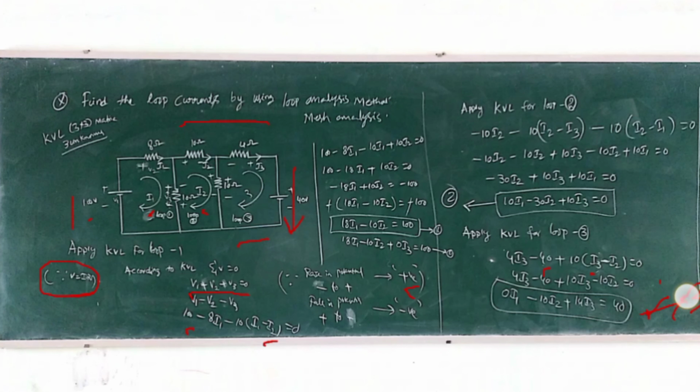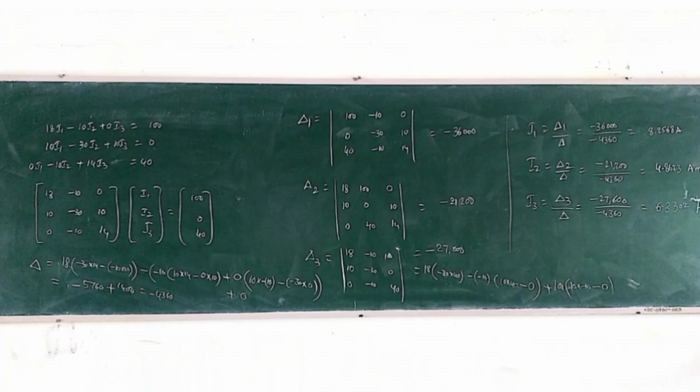The 3 equations should be written in matrix form, and after that we can solve. After writing equations 1, 2, 3 in matrix form, the coefficients are 18, minus 10, 0, for I1, I2, I3. In the first equation there is no I3 current, hence we assumed 0. After that minus 10, minus 30, 10, and 0, minus 10, 14. That is the coefficient matrix, multiplying I1, I2, I3, and then the constant matrix. From that, first delta is calculated for this matrix.